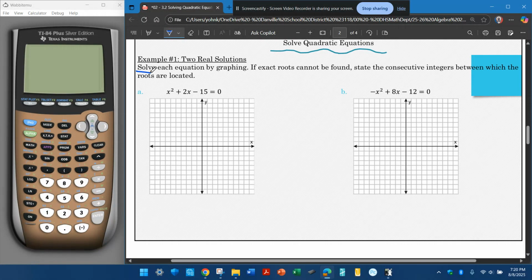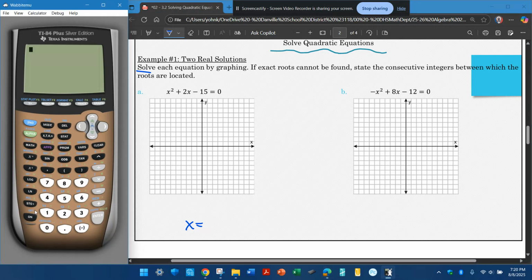The directions say to solve each equation by graphing. So we're solving it, meaning you're going to tell me x equals something in the end. If exact roots cannot be found, state the consecutive integers between which the roots are located. All right, let's first solve it and then we'll worry about the second sentence. In order to solve it, let's graph it. I already taught you how to graph, so let's use the calculator.